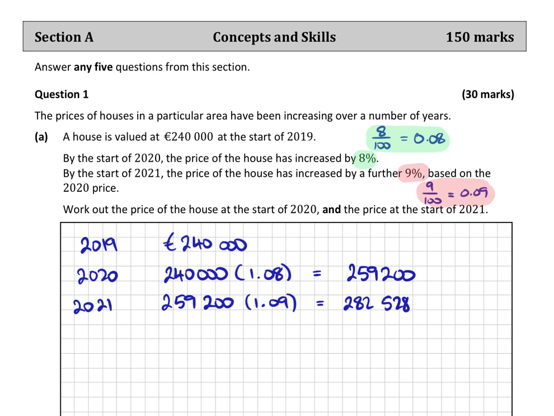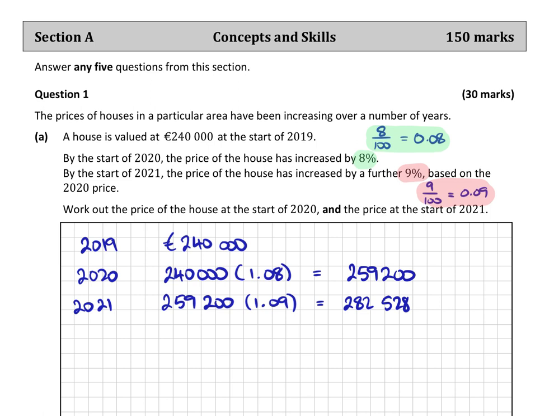Now, in this question, we're dealing with percentage increases. So you can see that we started off 2019 with 240,000 and we increased that amount by 8%. So we've got the full amount, which is 1, and the increase there is 0.08. So we've got 1 plus 0.08. If we multiply 240,000 by 1.08, we'd get our new total, which is 259,200.